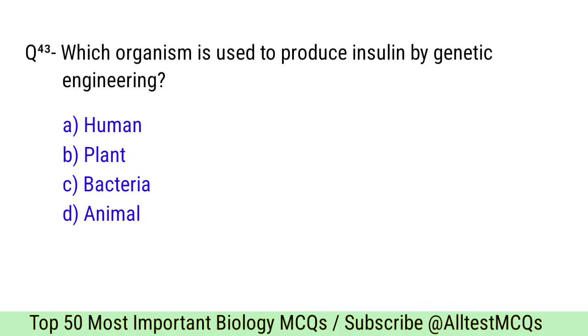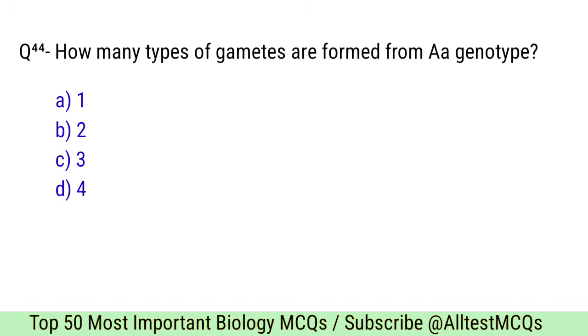Question number 43. Which organism is used to produce insulin by genetic engineering? Right option is C. Bacteria. Question number 44. How many types of gametes are formed from a genotype? Correct option is B. 2.